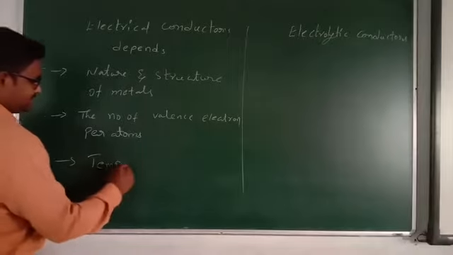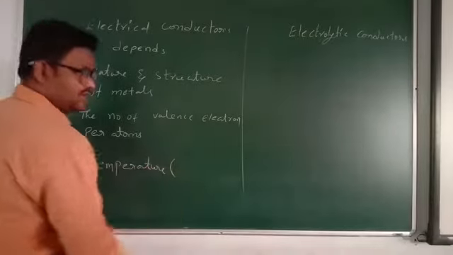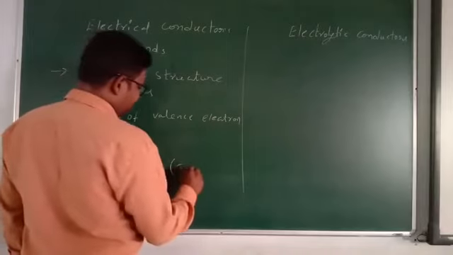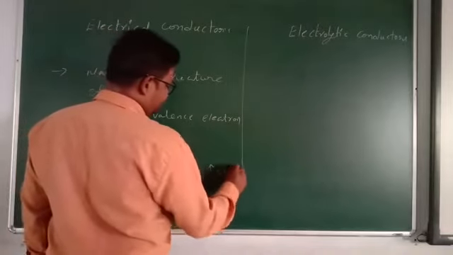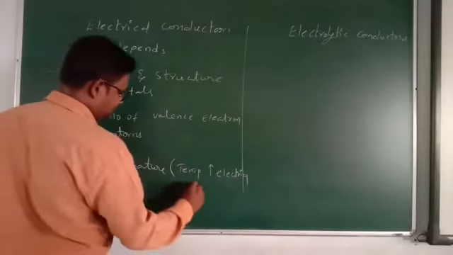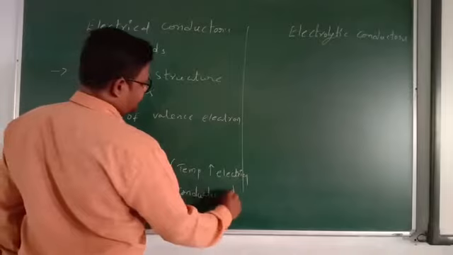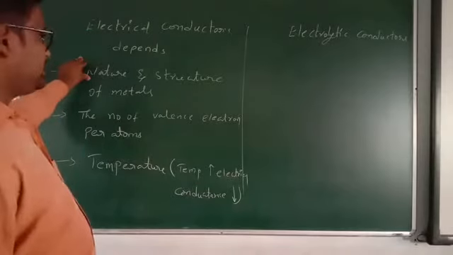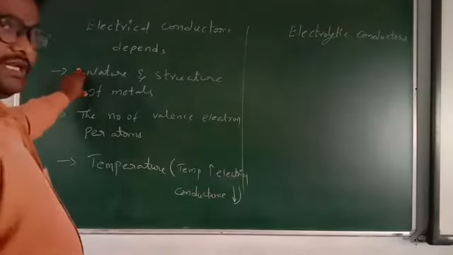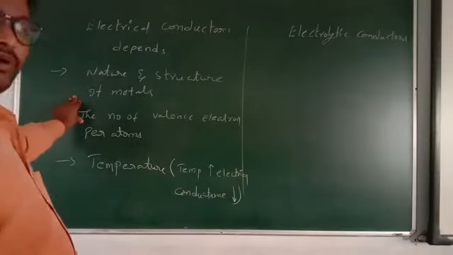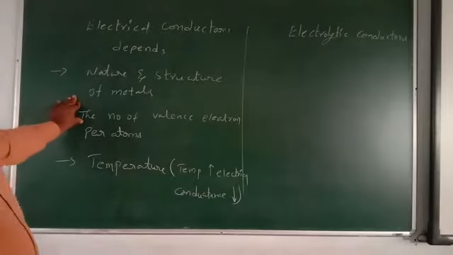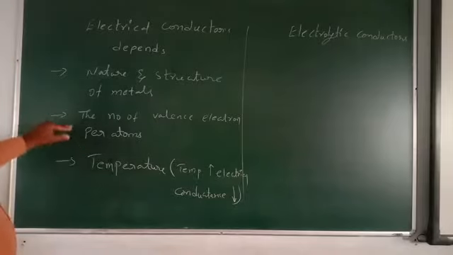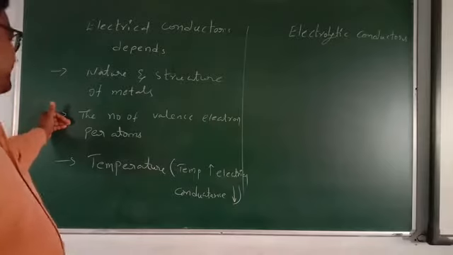So generally we know that for solid materials, when temperature increases, electrical conductance decreases. Okay. So electrical conductivity depends on the nature and the structure of the metals, and the number of valence electrons present per atom. Like 2, 3, aluminium plus 3, like that. So as the number of electrons increases, conductivity also increases.